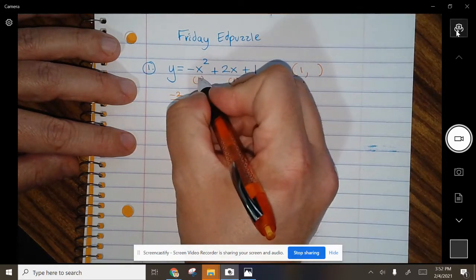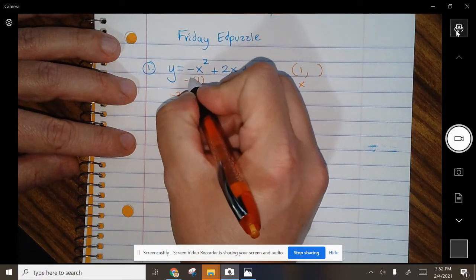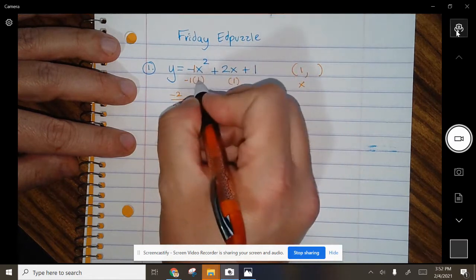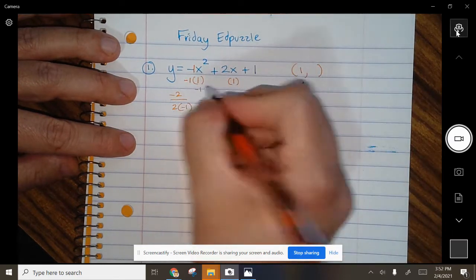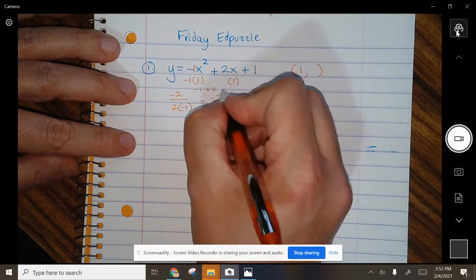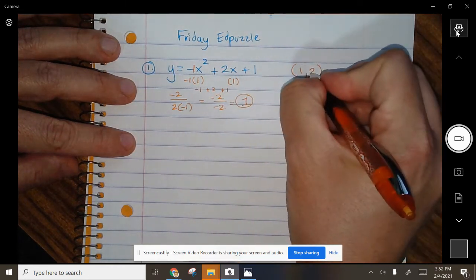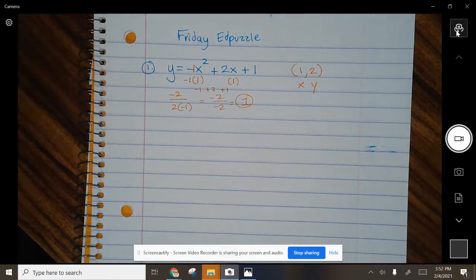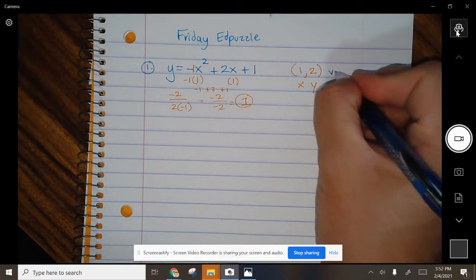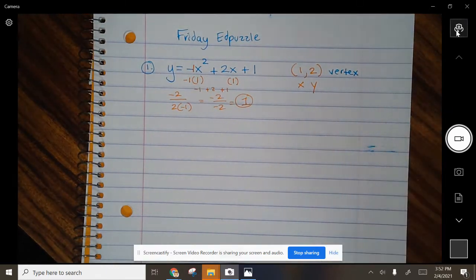1 squared is 1, but the negative comes, just imagine that's like a negative 1 there. So 1 times negative 1. So that'll be negative 1. 2 times 1 is 2, plus 1. 3 and negative 1, that's going to become 2. All right, so your vertex should be 1, 2.